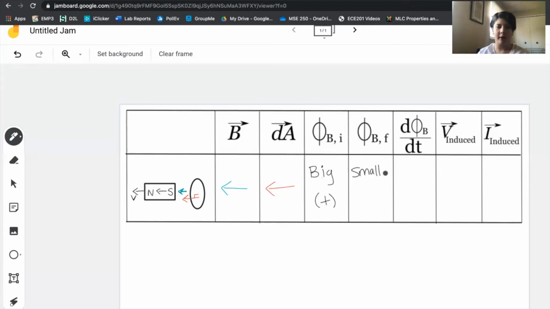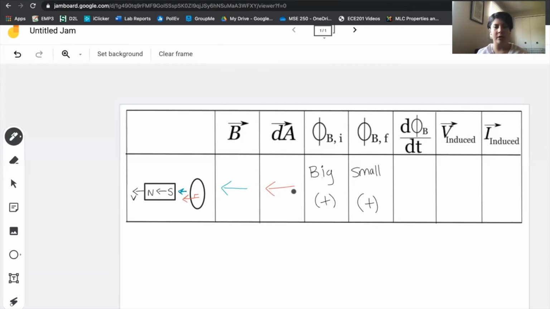So this is a big positive number. And then our final flux, after it's moved away, nothing changes with the relationship between dA and B. The bar magnet isn't moving in any other orientation other than just straight and linear. And so nothing changes, it'll still be positive. And so we have a big positive and a small positive.